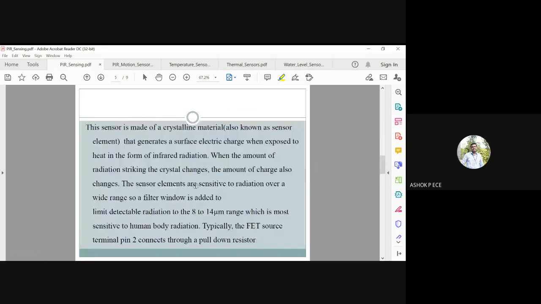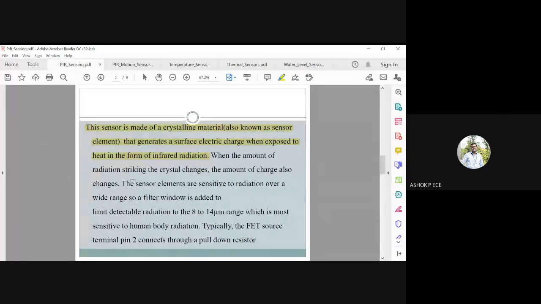The sensor is made up of a crystalline material that generates electric charge proportional to the infrared radiation. So how much radiation you have, proportional to that is the charge you will be generating. So when the amount of radiation changes, the amount of charge also changes because it's directly proportional, right? So the amount of radiation is proportional to the charge.